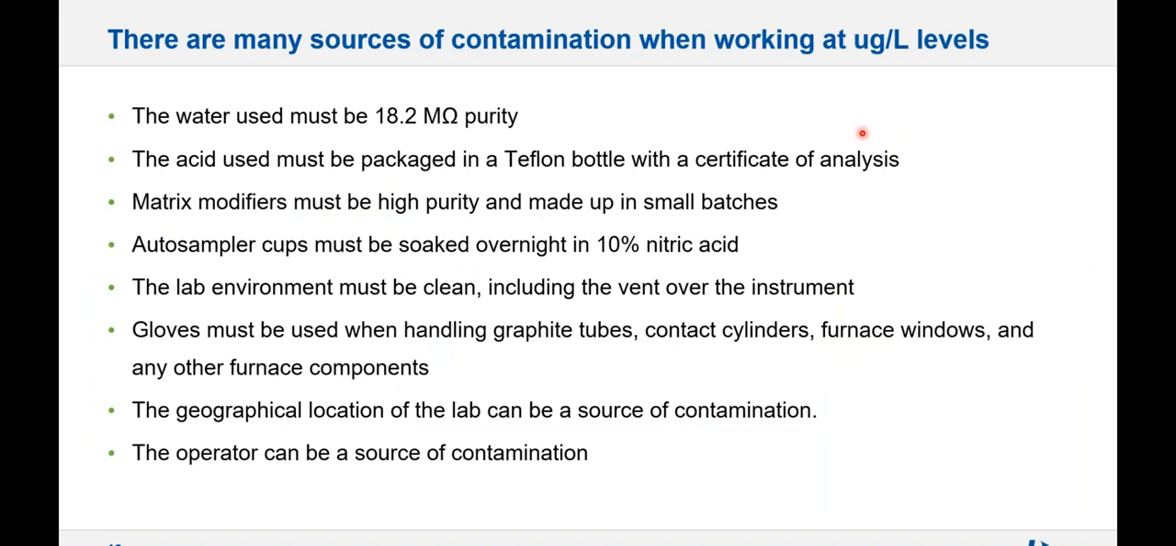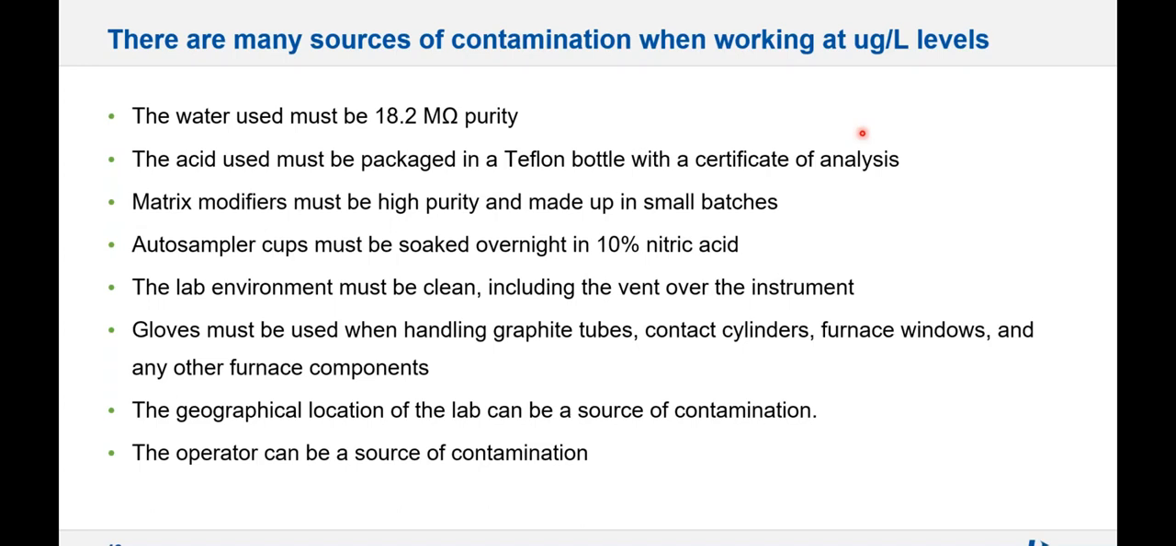You have to be careful about contamination because you're looking at very low levels with the furnace. So the water should be 18.2 megohm purity. The acid you use should come in a Teflon bottle with a certificate of analysis. The modifiers you use should be high purity, and you make them up in small batches because every time you open up the container, you can contaminate the solution. So that's when you're going to soak your autosampler cups.